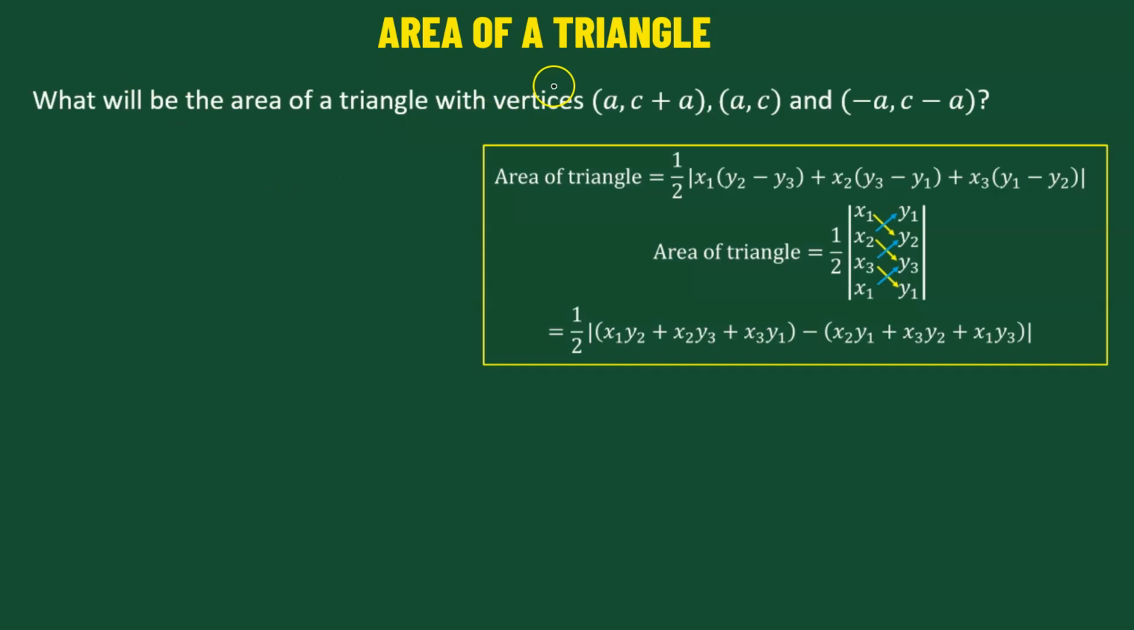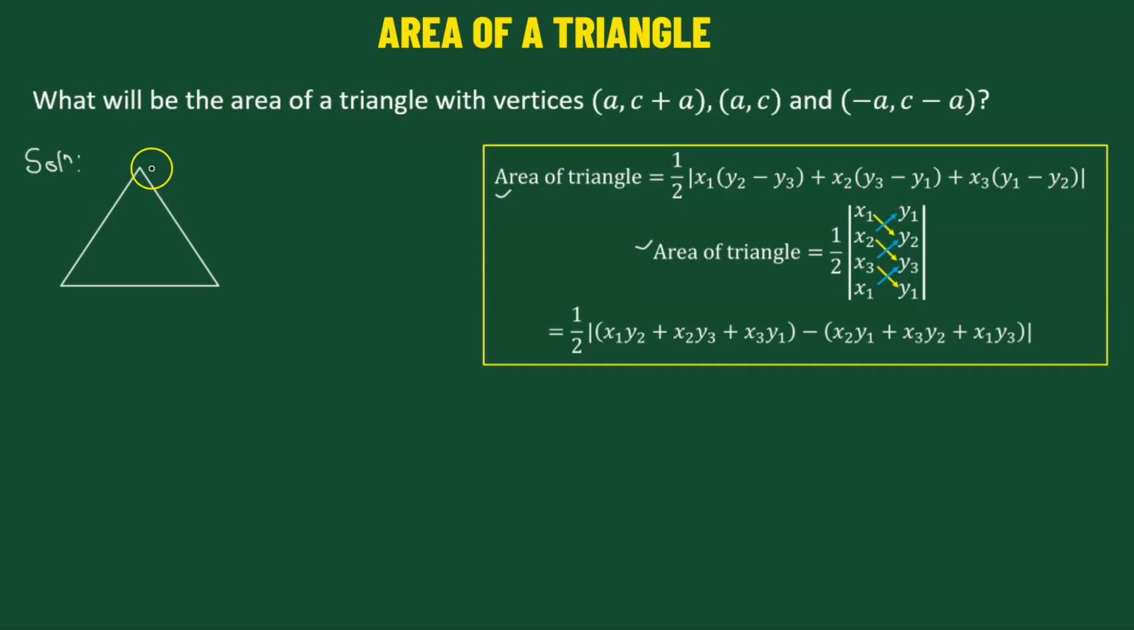We need to find out the area of a triangle with vertices (a, c+a), (a, c), and (-a, c-a). So there are two ways of finding out the area of a triangle with vertices (x1, y1), (x2, y2), and (x3, y3). We can use either method 1 or method 2. In this particular problem, I'll be using method number 2 to find out the area of the triangle.